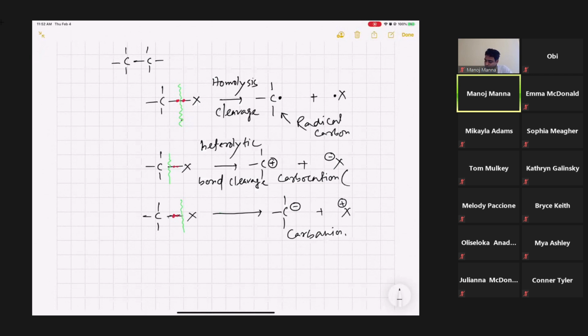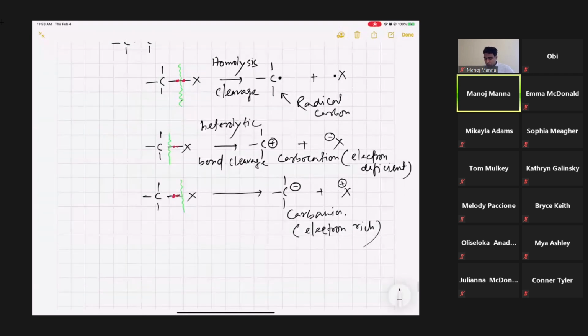So is this electron deficient or electron rich? Anyone? It would be deficient since it's a positive charge. Yes, electron deficient. And this one here, electron rich, right? Now we have a concept of carbocation, carbanion and radicals, because we have to use those everywhere. That's why I'm giving it to you first.